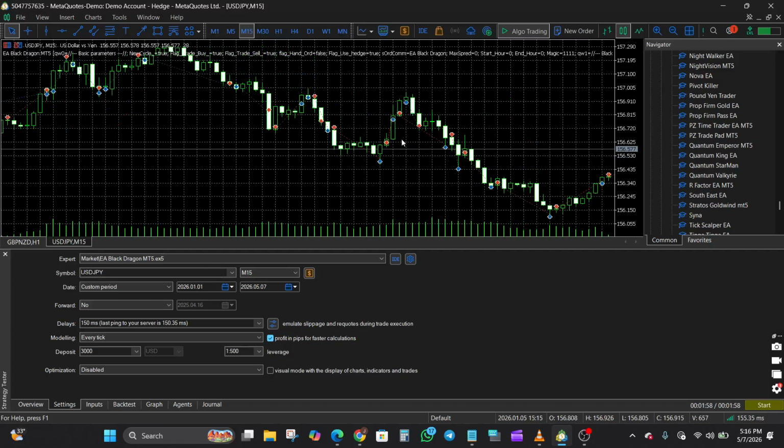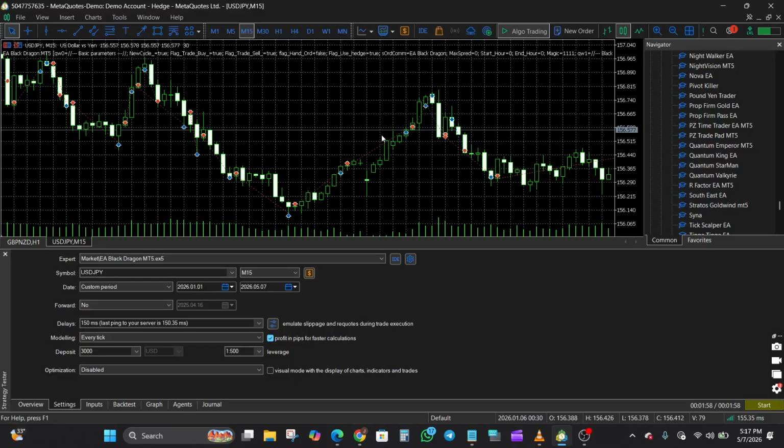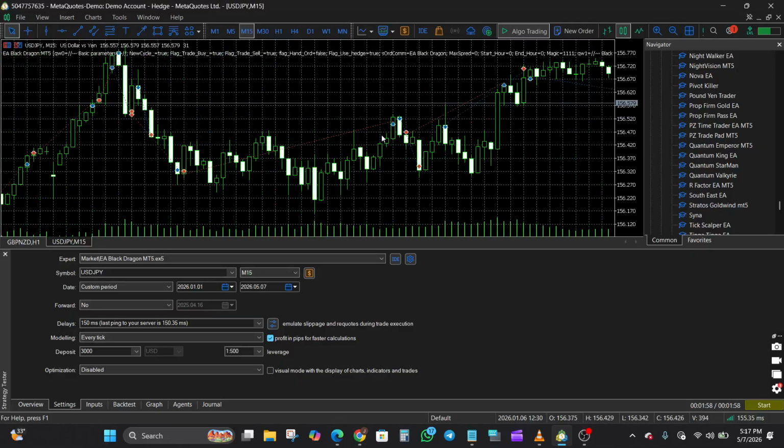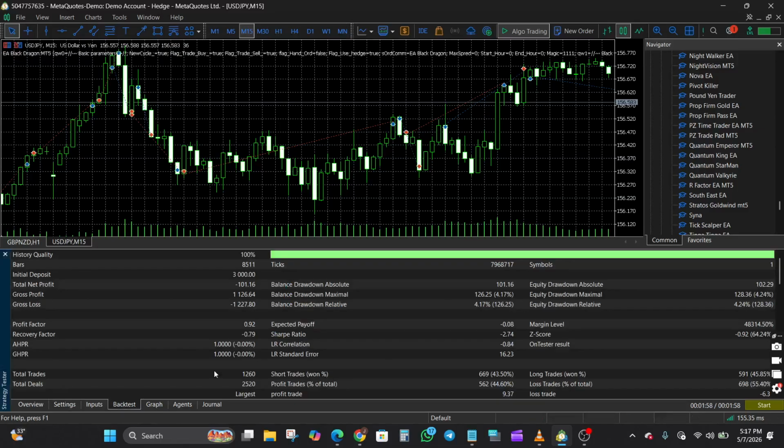And that explains why optimization matters heavily here. Pair selection matters, time frame selection matters, distance settings matter, lot multipliers matter, because small changes in recovery logic can completely change the risk profile of the system. Okay, and we are just going to look at the results right now.